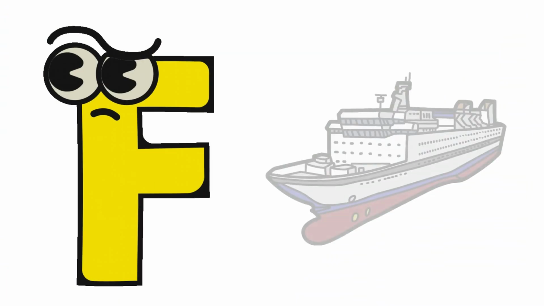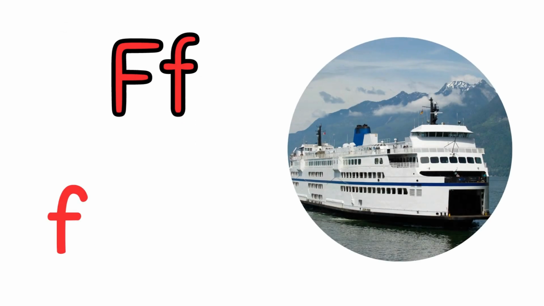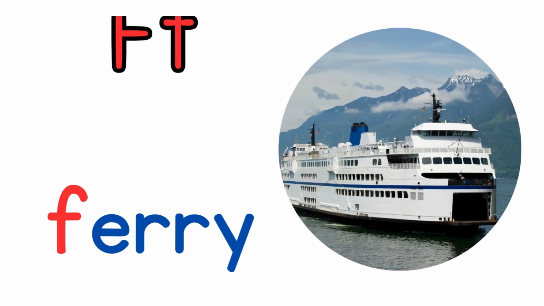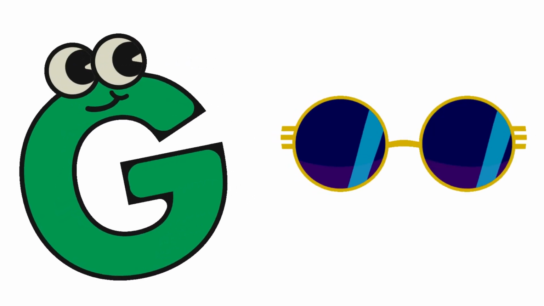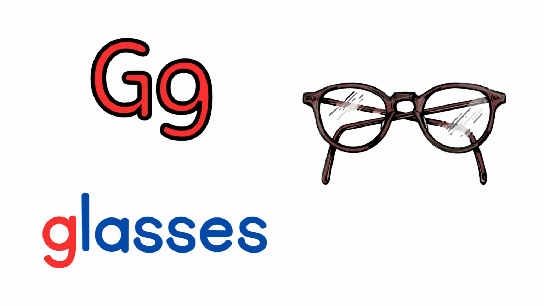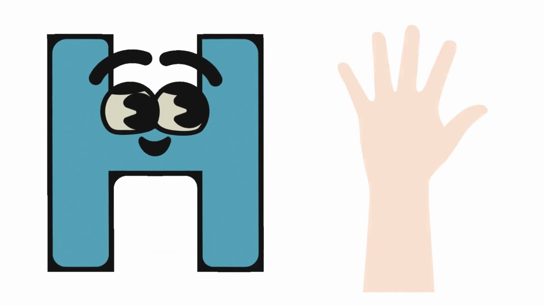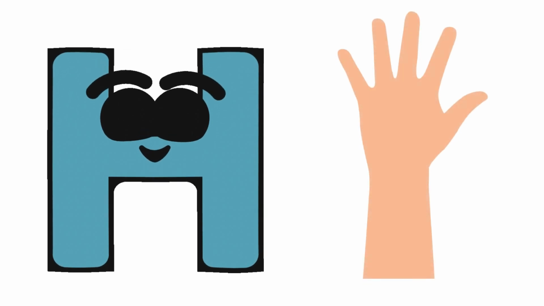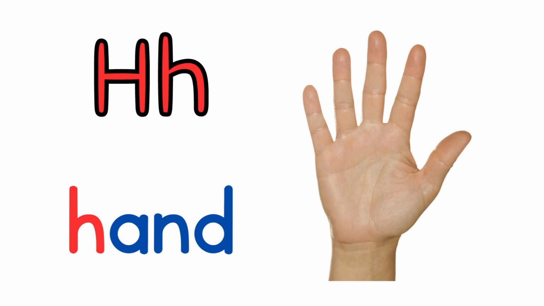F is for fairy, f, fairy. G is for glasses, g, g, glasses, G, glasses. H is for hand, h, hand, H, hand.